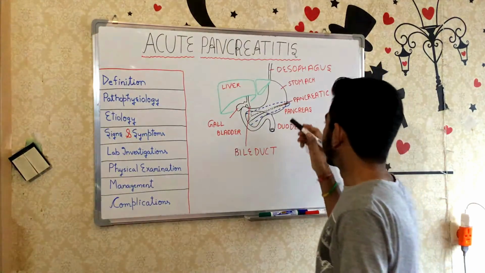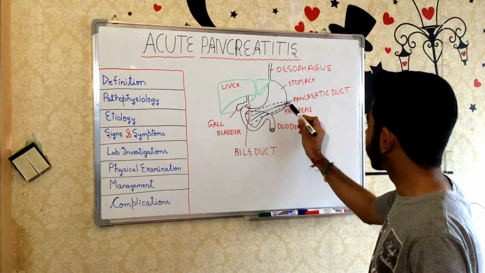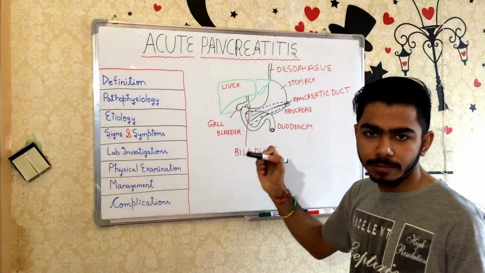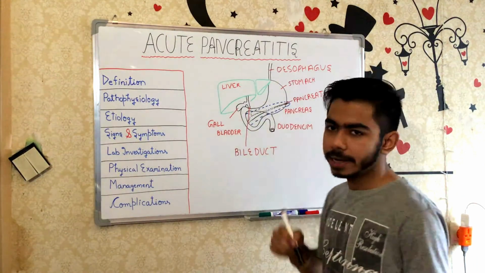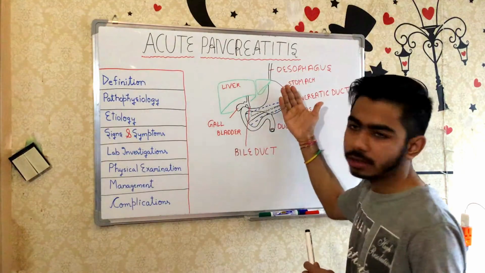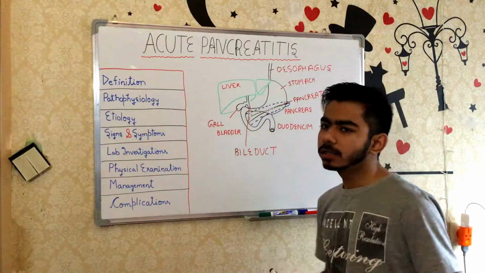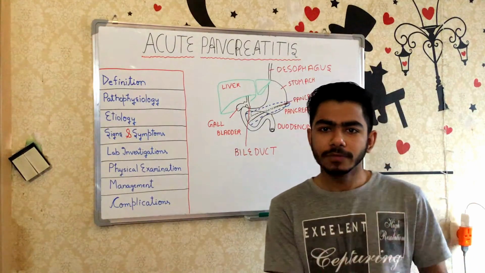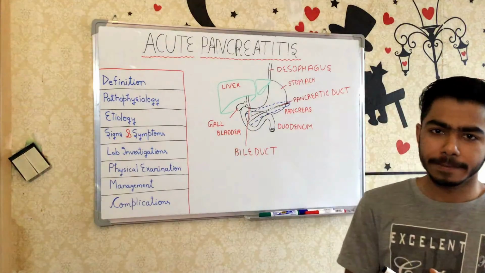Now, actually, the pancreas is situated just behind the stomach. This is the pancreas I have made over here, and this is the stomach. It is just behind the stomach, that's why I have drawn it here with dotted lines, meaning behind the stomach. The pancreas has two functions: exocrine functions and endocrine functions as well. So this is a mixed gland.